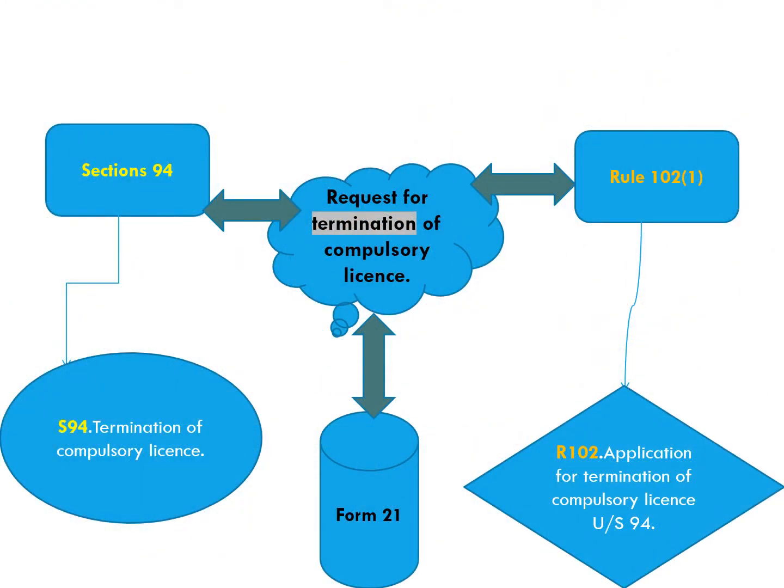Form number 21 has the title Request for Termination of Compulsory License. Here the related section is 94 and the related rule is 102, or we can say rule 102 sub rule 1. Section 94 has the title Termination of Compulsory License, and rule 102 has the title Application for Termination of Compulsory License under section 94.